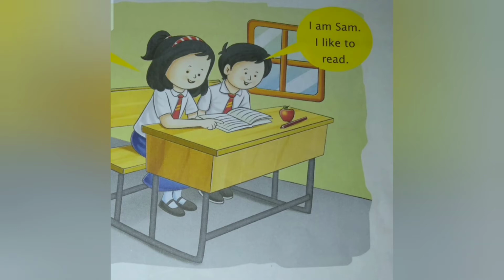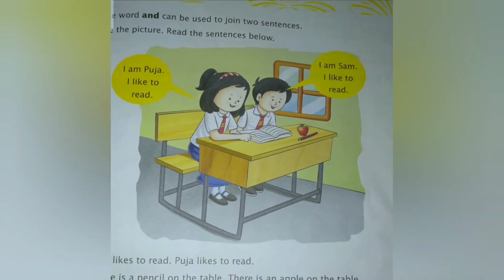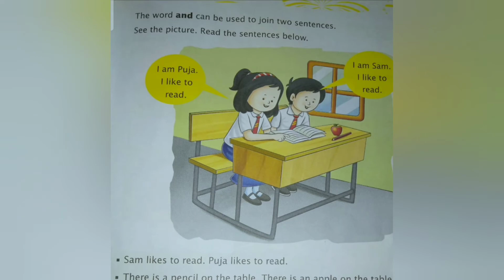You can see the common things in both sentences. 'I am Pooja', 'I am Sam': these sentences don't have anything in common, except that they are saying their names. They have different names and are of different genders. But in the next sentence, 'I like to read', he is also saying 'I like to read'. So both of them have the same hobby, the same taste. So we are going to connect that.